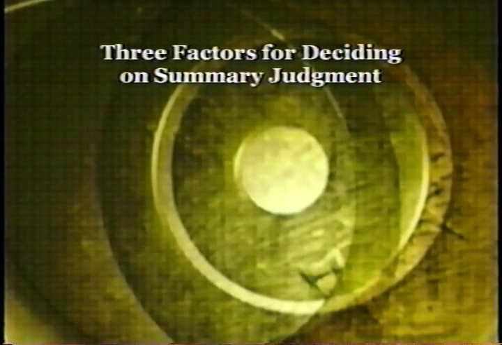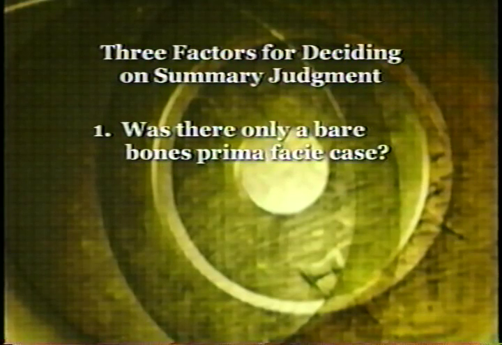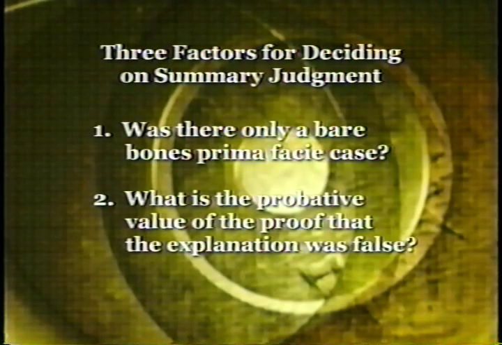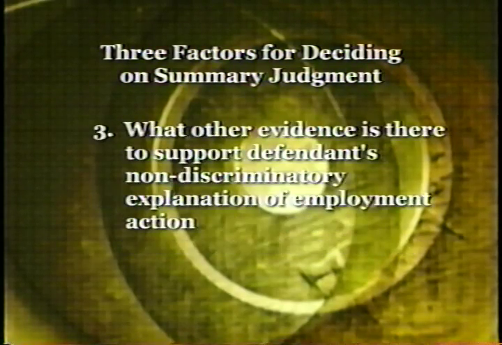The court articulated three factors in Reeves for determining whether or not there is enough evidence for the case to go to the jury. First, was it a mere bare-bones prima facie case, or was it stronger than that? Second, what is the probative value of the proof that the explanation was false? Was there someone clearly and unequivocally lying, suggesting that there was a cover-up, or was it something less than that? Finally, what other evidence is there to support the employer's case that its reason for making the decision in question was not discriminatory? And it's important in this context to distinguish between a false reason and an erroneous one.